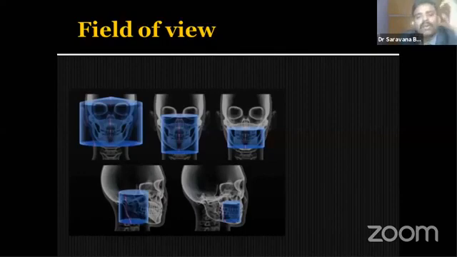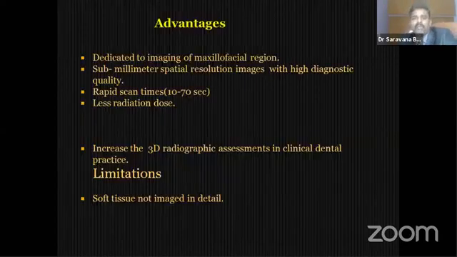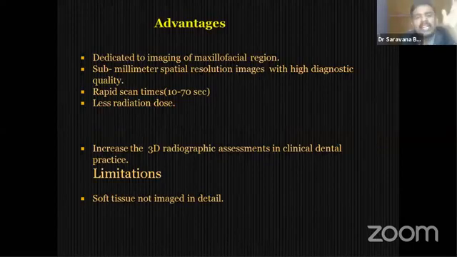For the maxillofacial region, 10 by 10 is more than enough. For just one maxilla or mandible, 10 by 5 is more than enough. For the TMJ region, 8 by 8, and the smallest field of view is 5 by 5. If you reduce the field of view, you further reduce the radiation exposure, that means you reduce unnecessary scattered radiation. This is about field of view.